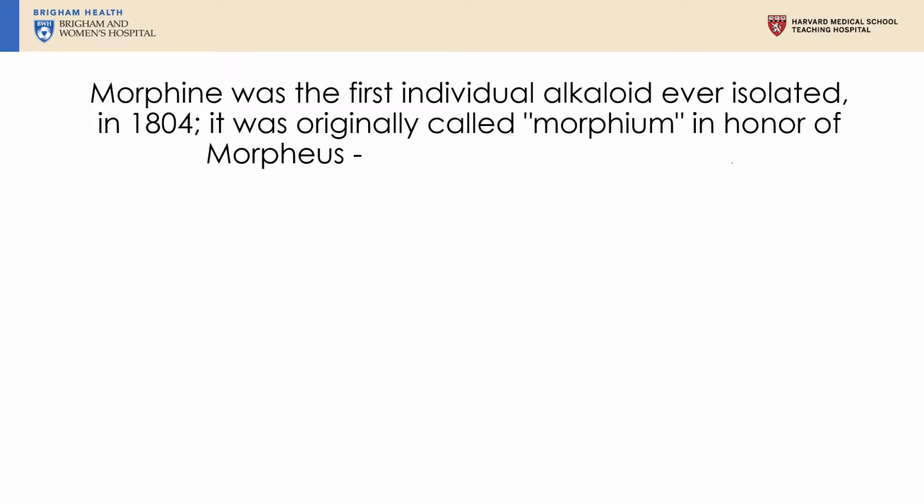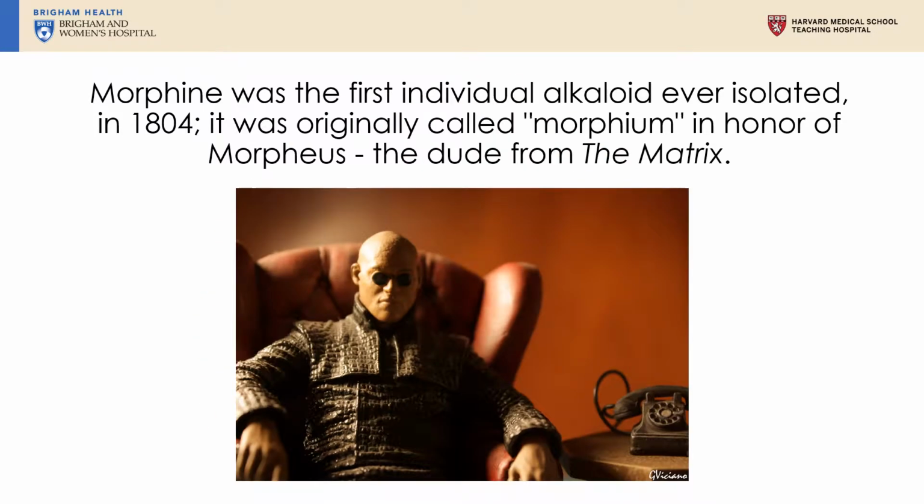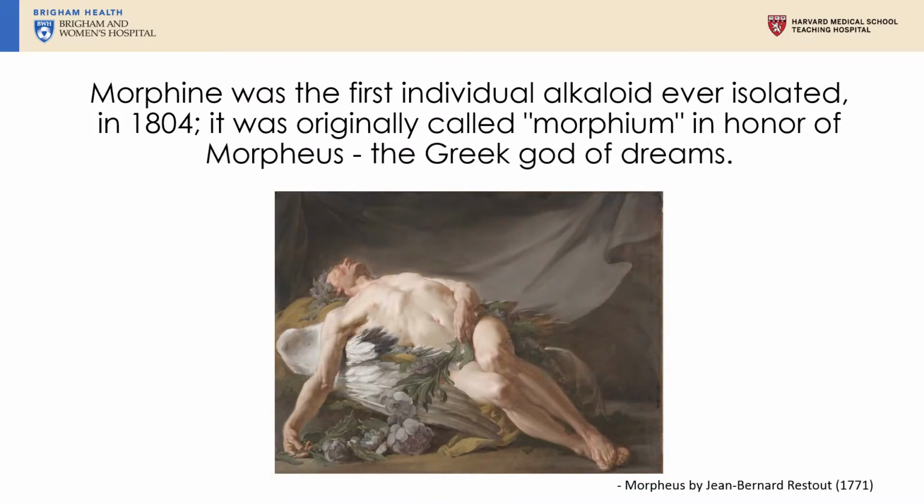Morphine was the first individual alkaloid ever isolated, back in 1804. It was originally called morphium in honor of Morpheus, the dude from the Matrix. Not really. It was actually for the Greek god of dreams.